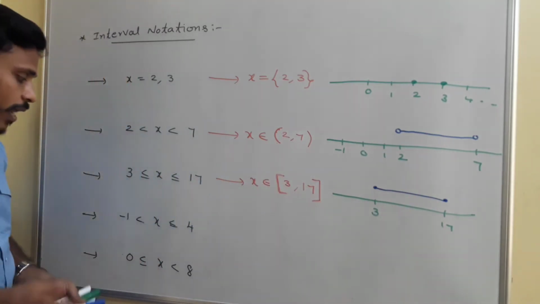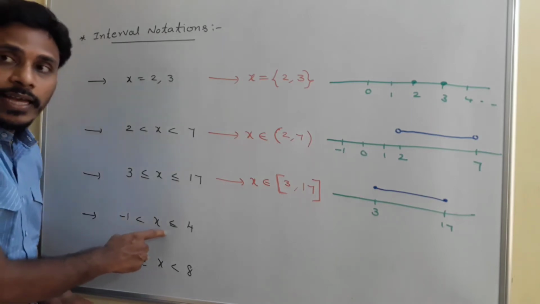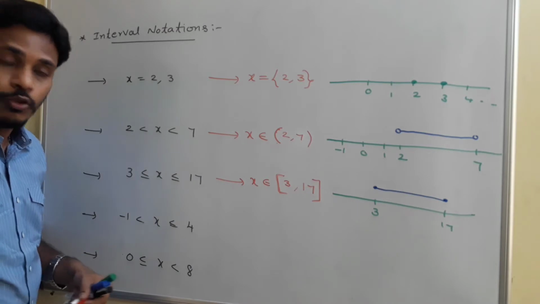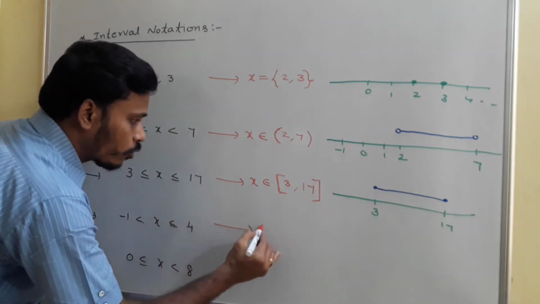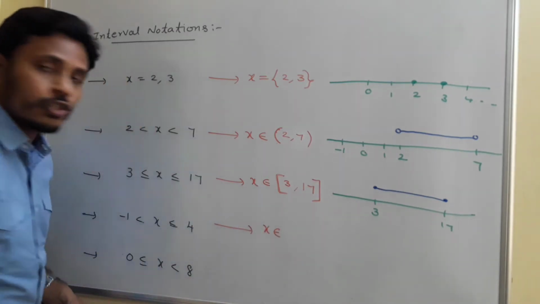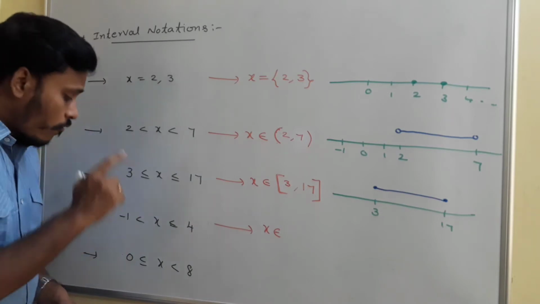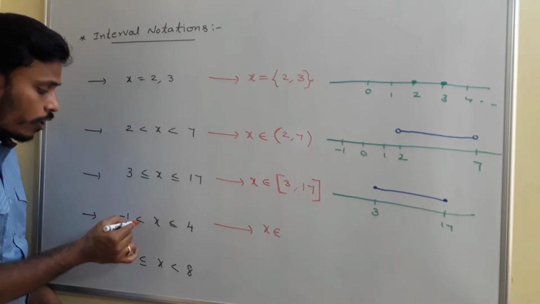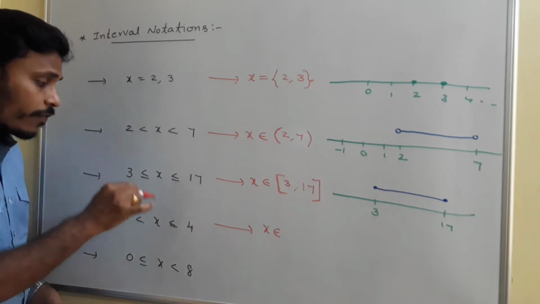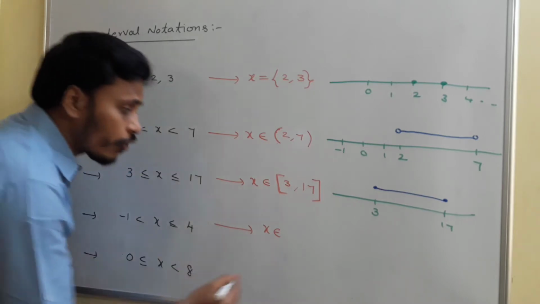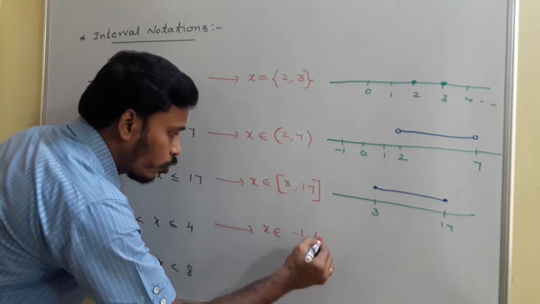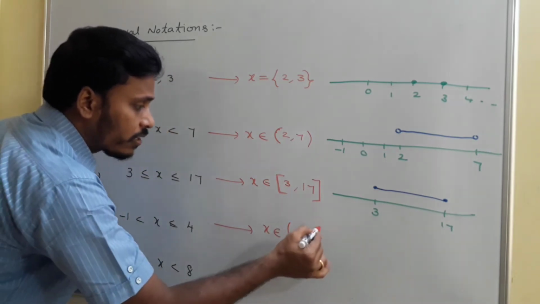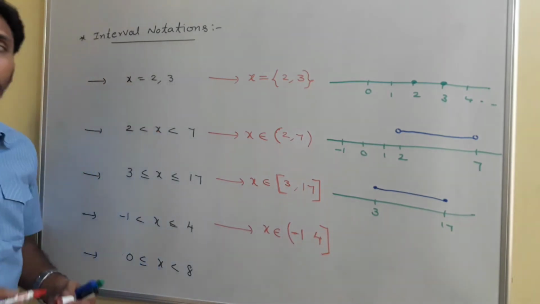Okay. Then coming to minus 1 less than x less than or equals to 4. If you look there, minus 1 less than x less than or equals to 4. Here what are the possible values of x? Here we will say that x is from minus 1 to 4. But minus 1 is not included, okay? Here the equality sign is not there. Whereas 4 is included. So that's why we will use minus 1 to 4. Since minus 1 is not included, take an open bracket here. And since 4 is included, you need to take a closed bracket there.